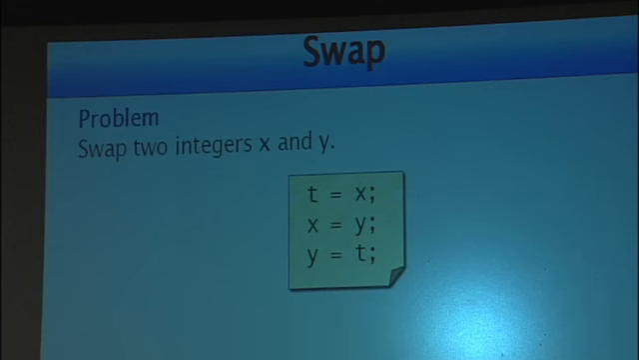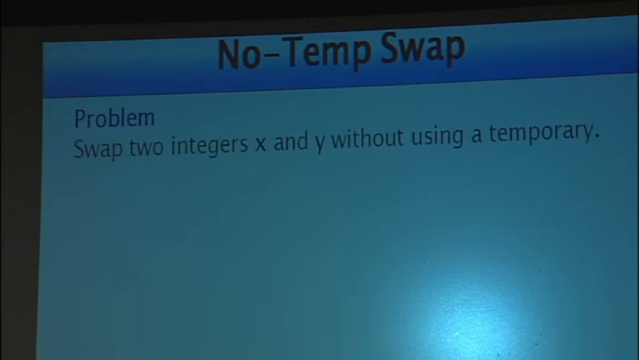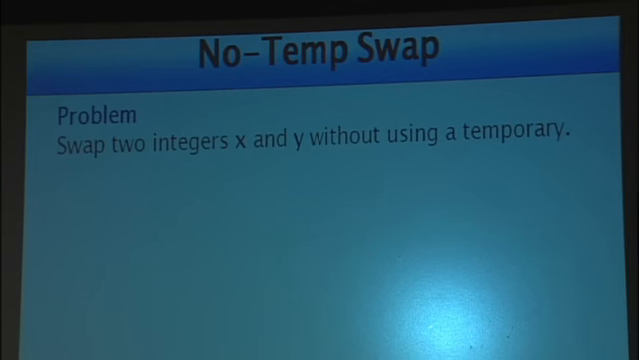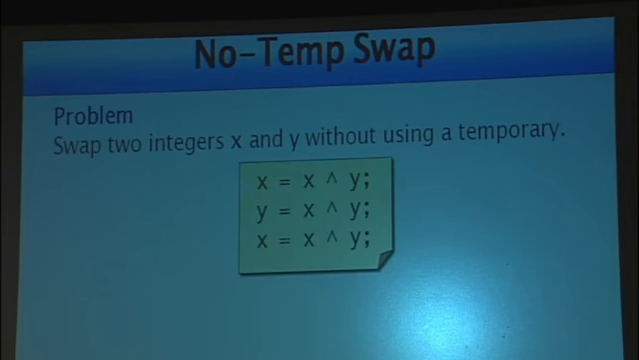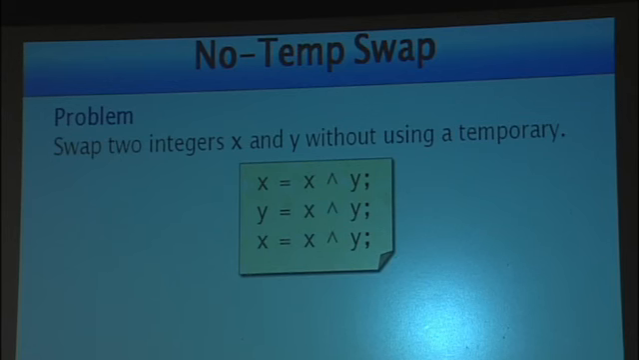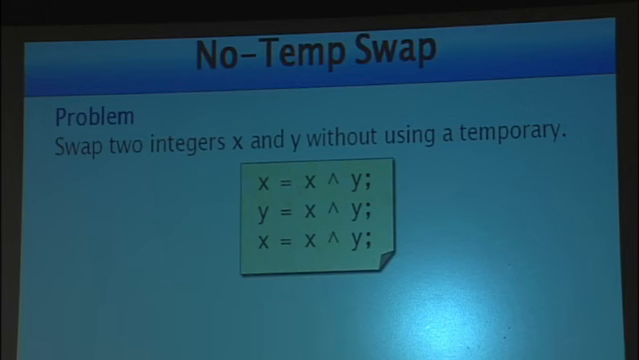So how do you swap two numbers without a temporary? So here's one way. So what's going on there? The caret is an XOR, exclusive OR. Okay? So here's what's going on.